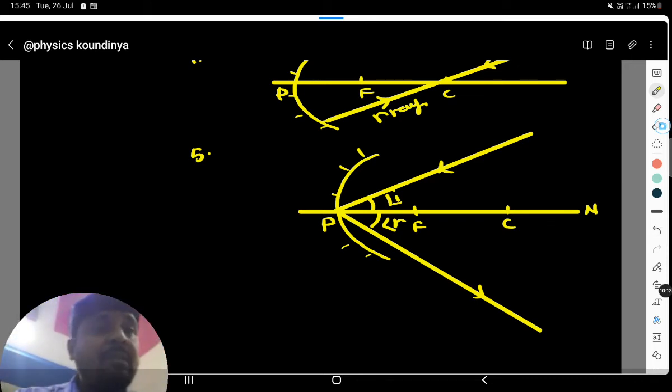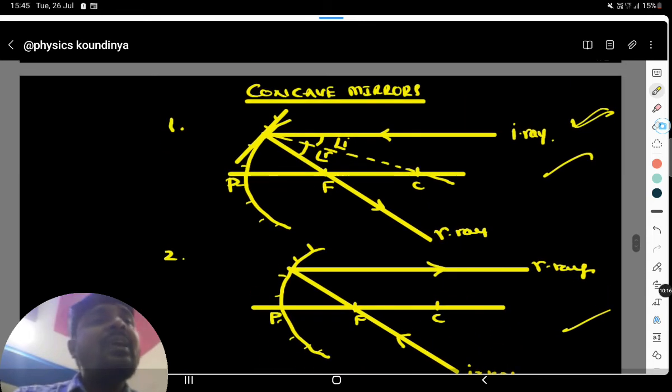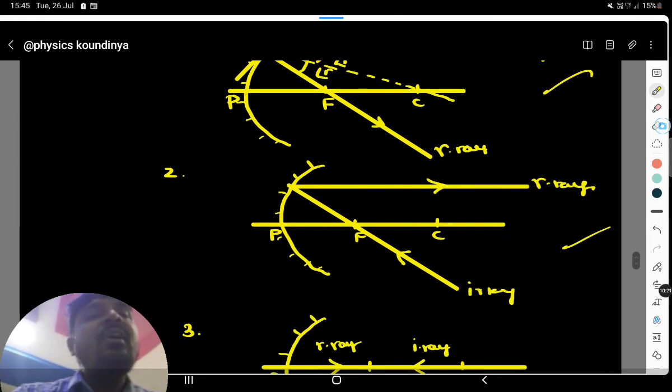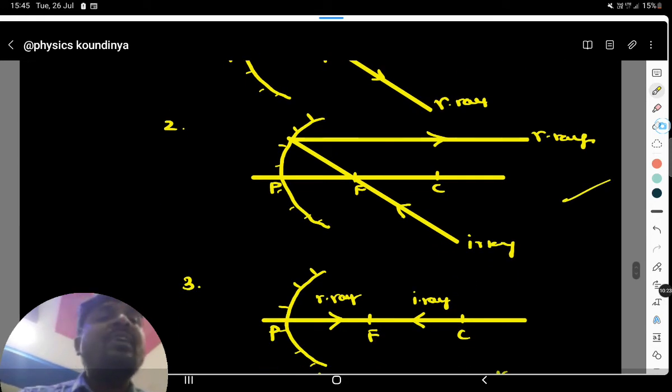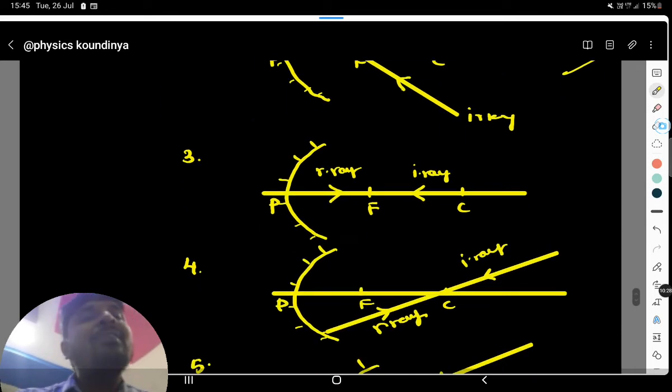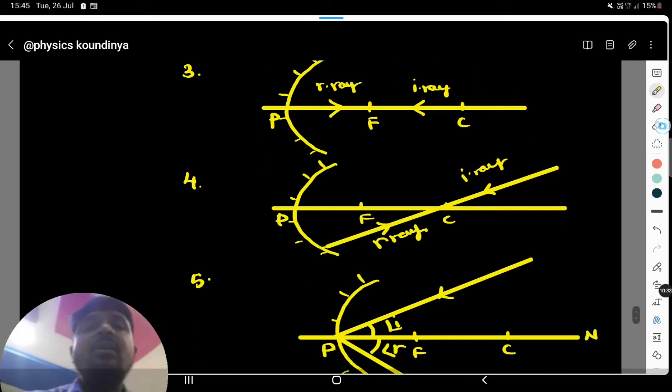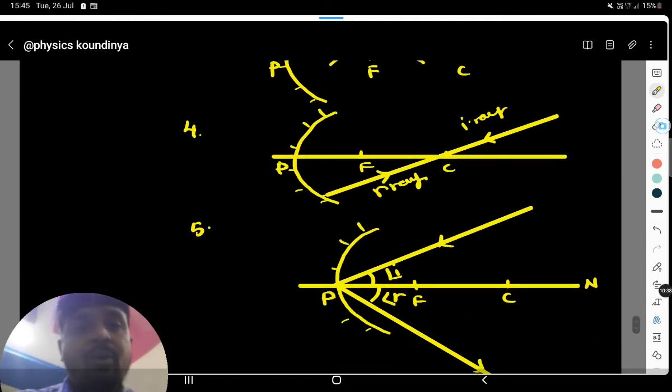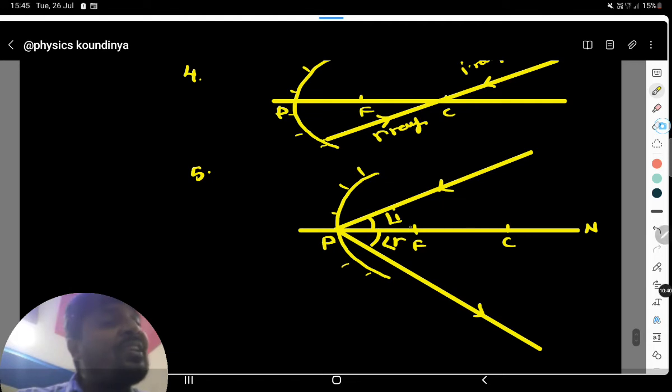I'll repeat once again. If the incident ray is parallel to the principal axis, then the reflected ray should pass through F. If the incident ray passes through F, then the reflected ray will be parallel to the principal axis. Rule number 3, if the incident ray passes along the principal axis, then the reflected ray will bounce back onto the principal axis. Rule number 4, if the incident ray passes through C, then the reflected ray bounces back onto the C. Rule number 5, the angle of incidence made at the pole is equal to the angle of reflection made at the pole. So that means at the pole, angle I is equal to angle R.